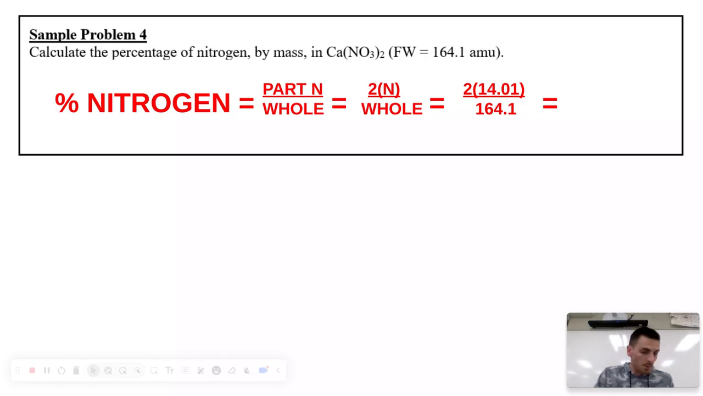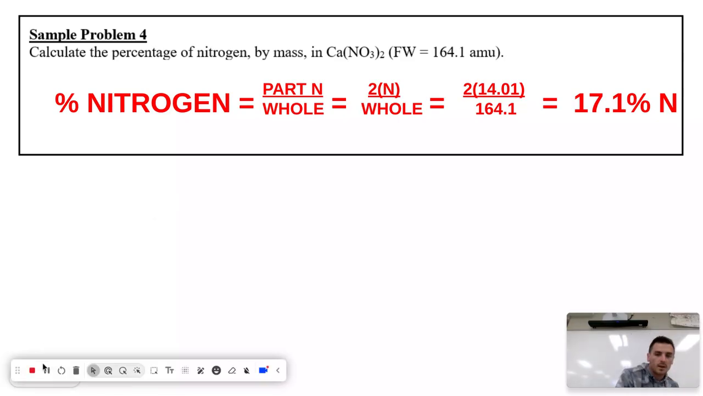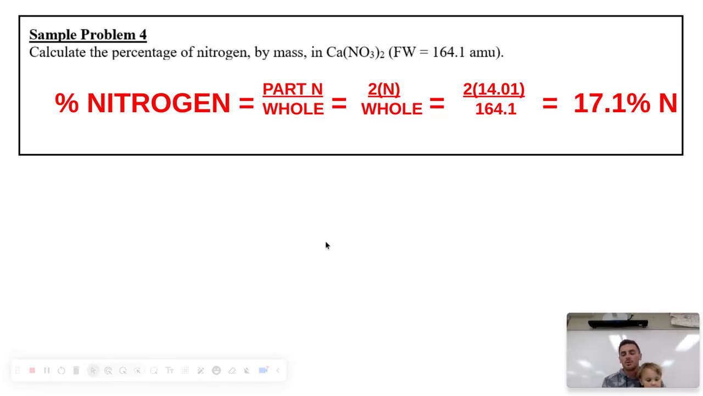And if you go to do that, then you got to make sure you round it appropriately. And then you should get 17.1% nitrogen here.